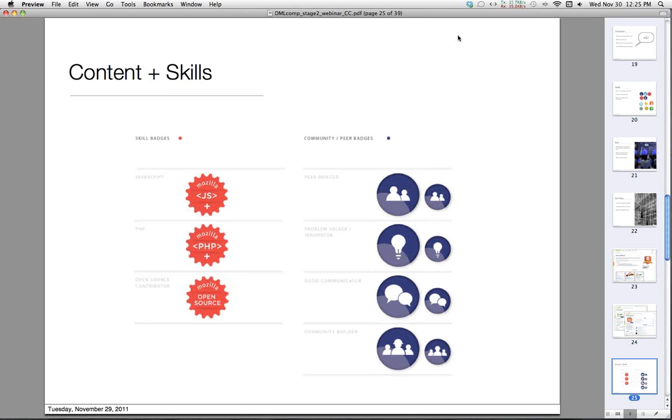But on the soft skill side, we actually did quite a bit of thinking, and these are all actually peer-assessed badges. So it means that there might be 3 to 5 people who would have to say, you're good at this before you got awarded this badge. And then those are situations like peer mentor, or problem solver, an innovator, or good communicator, or maybe you're a great community builder.